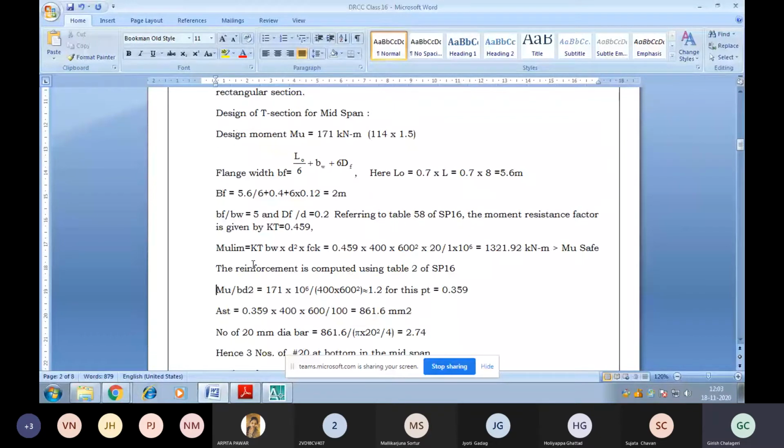So to know the KT value, you need to find the equation of Bf by bw and Df by D. If you substitute this, you get the coefficients, and from Table 51 we get the coefficient for the KT value. Once you know the coefficients, we can find the Mu limit. Then compare it with Mu. If it is greater than Mu, it will be singly reinforced. If it is less than Mu, it will be doubly reinforced.